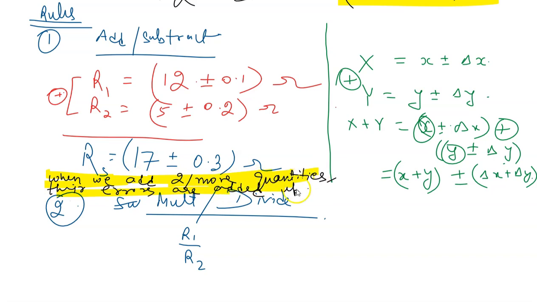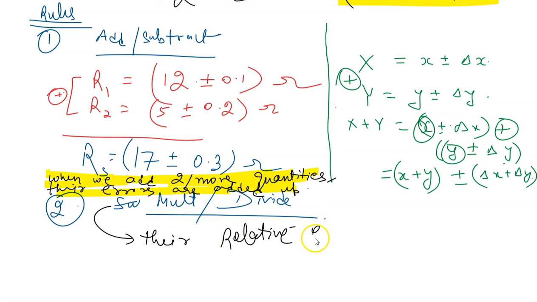And in the next case, when we multiply or divide, first we will remember what we are going to do. Their absolute error, or we can say absolute relative error. So let's just remember their relative error gets added up.